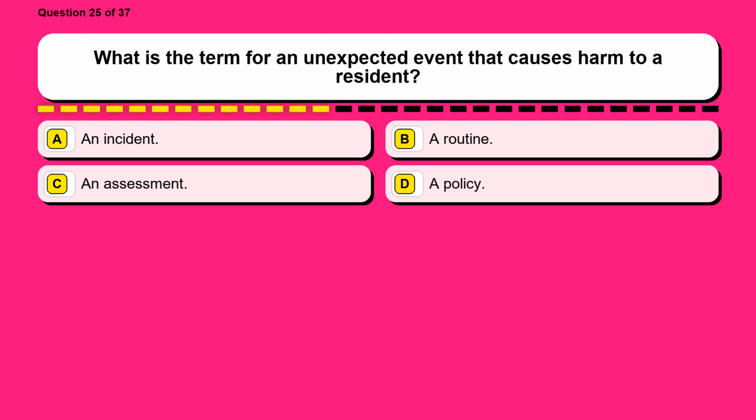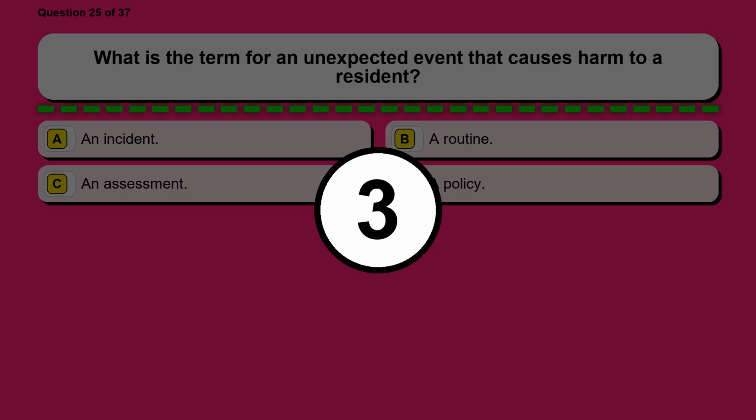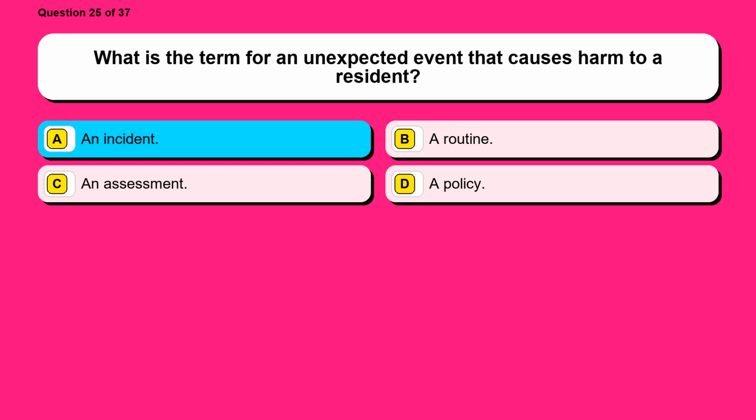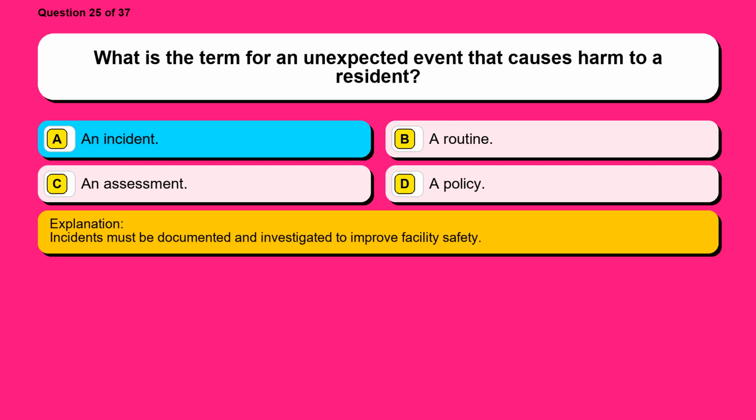Option A. An incident. Option B. A routine. Option C. An assessment. Option D. A policy. The correct answer is option A. An incident. Incidents must be documented and investigated to improve facility safety.